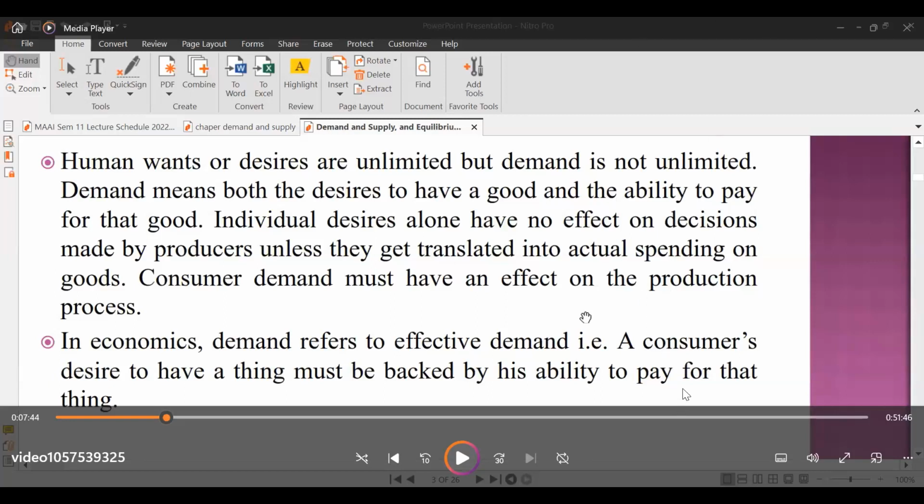As usual, if you look into the definition of demand, I already said that you call the PPT. Anyway, it may not exactly match with this one. The things they include are similar.